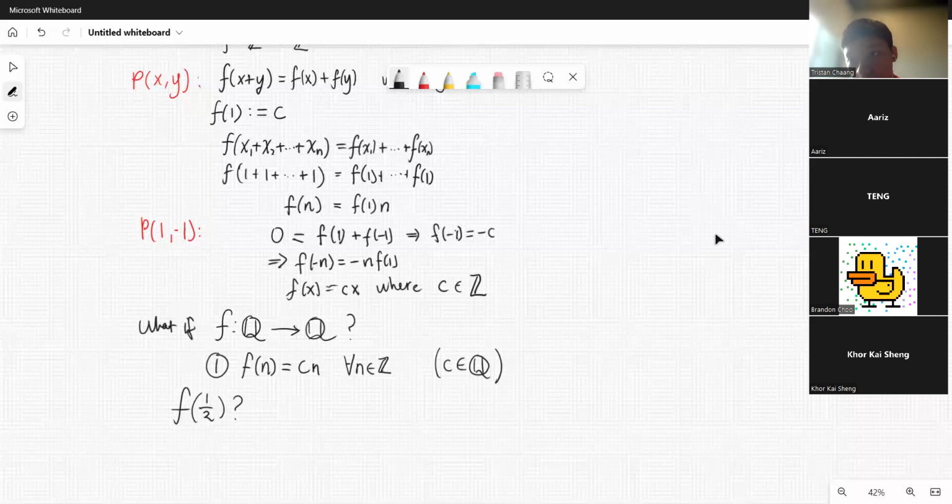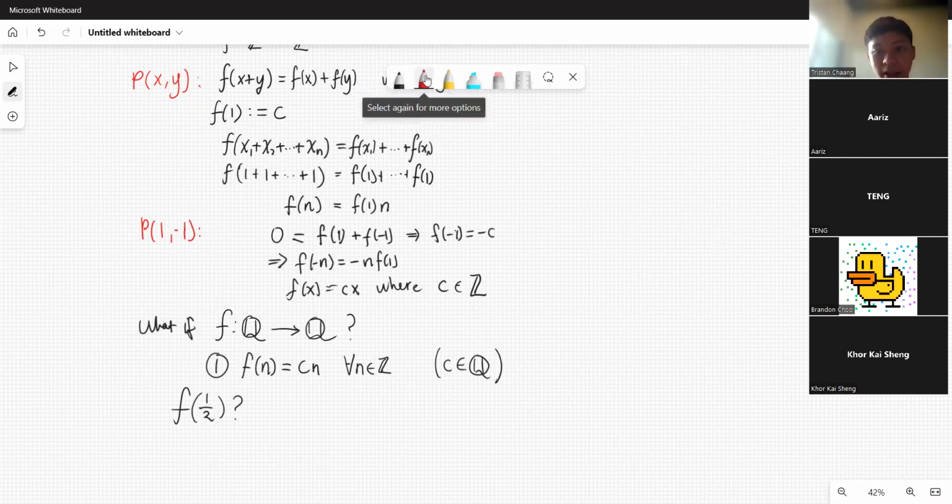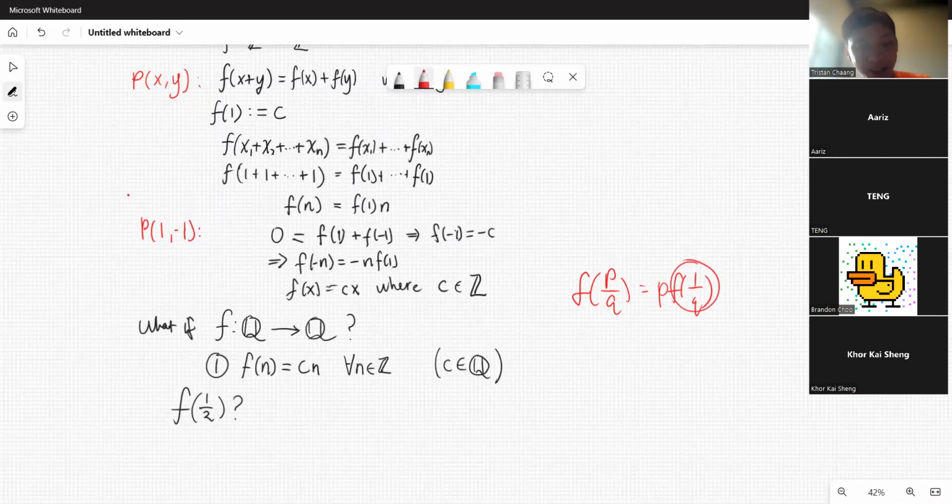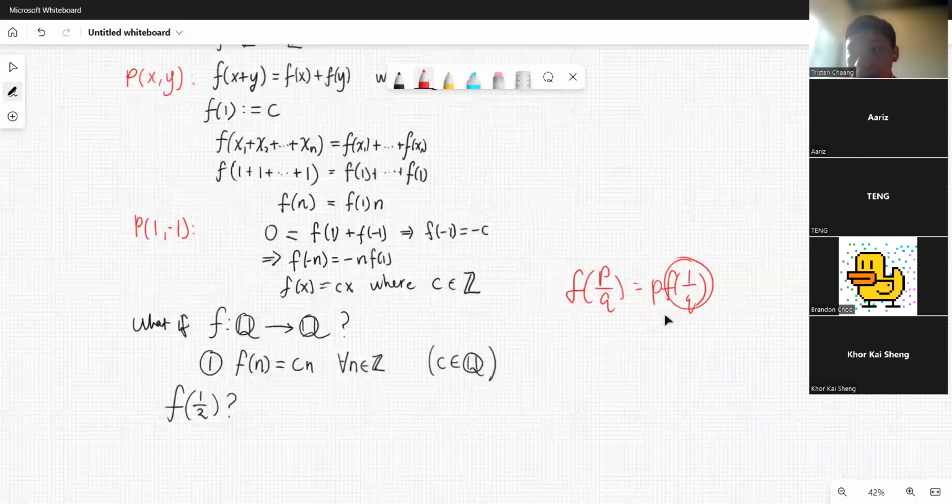f(p/q). Yes, that's right. Someone said f(p/q) is p f(1/q), which is correct. But now we have to know what this is in order for this equation to be useful, right? So how do we get, let's say, q equals 2, f(1/2)? Well, how do we get 1/2?